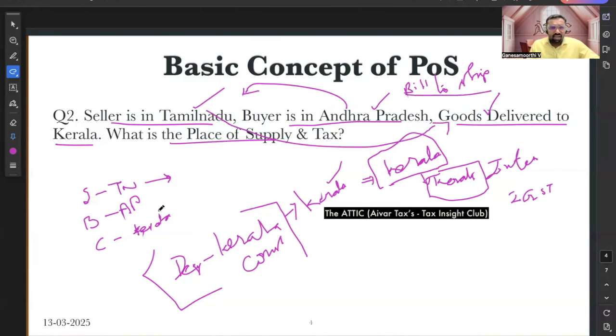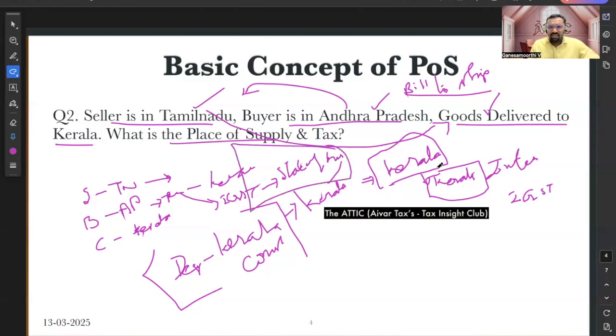So in this case, the buyer in Andhra Pradesh also raises a tax invoice to the person located in Kerala because he is his buyer. So he has to issue IGST because it is an interstate supply. Andhra and Kerala are different states. So it is an interstate supply. He has to issue IGST in his invoice with place of supply as Kerala. So again, this revenue will go to the state of Kerala. So for a single goods, the Kerala state will get a double revenue.